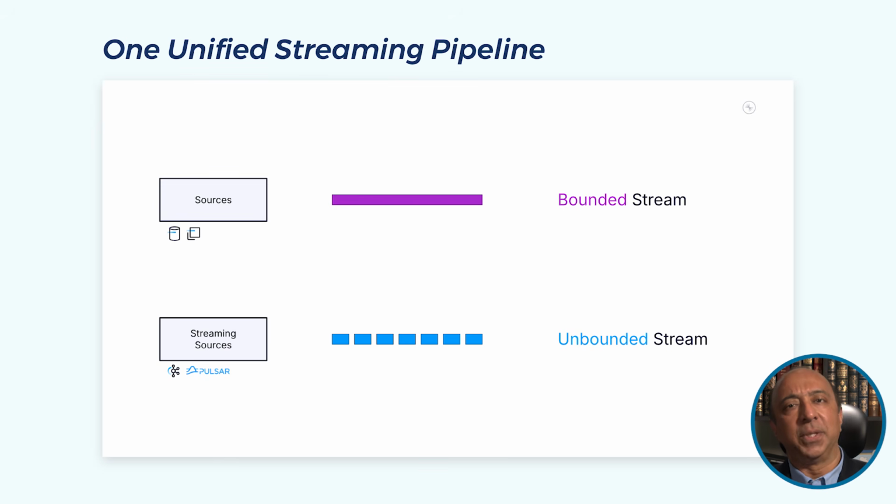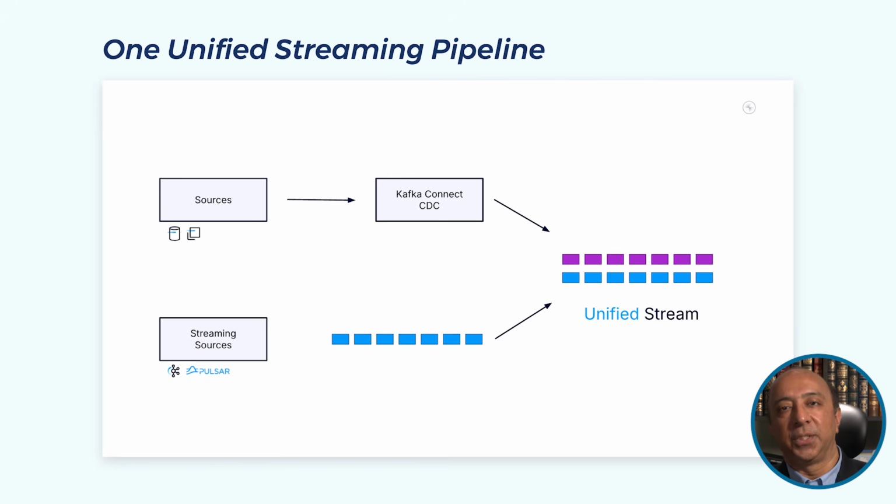A bounded stream has a start and an end. In other words, it's a batch. If our processing engine can handle both, we can treat batch as just streaming, but with a finish line, and use one engine for everything. And that's exactly what the Kappa architecture does. We treat everything as a stream.